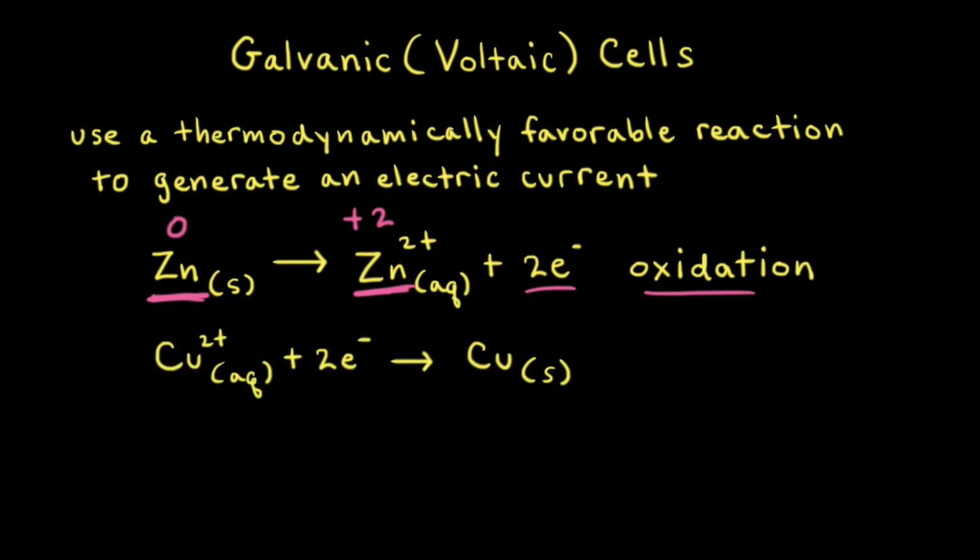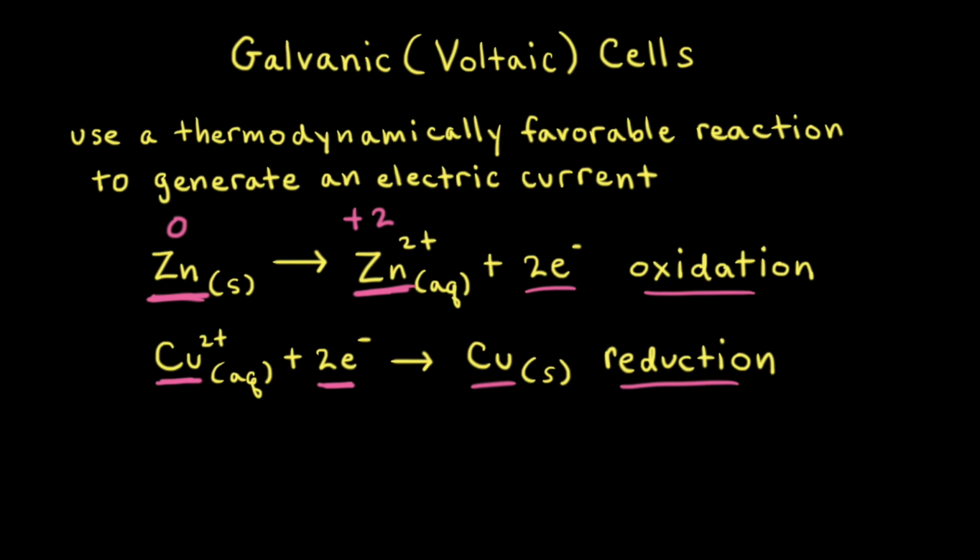And here is the other half reaction that we're going to see in our galvanic cell diagram. In this half reaction, the copper 2 plus cation gains 2 electrons to turn into solid copper. Gain of electrons is reduction. Therefore, this is the reduction half reaction.